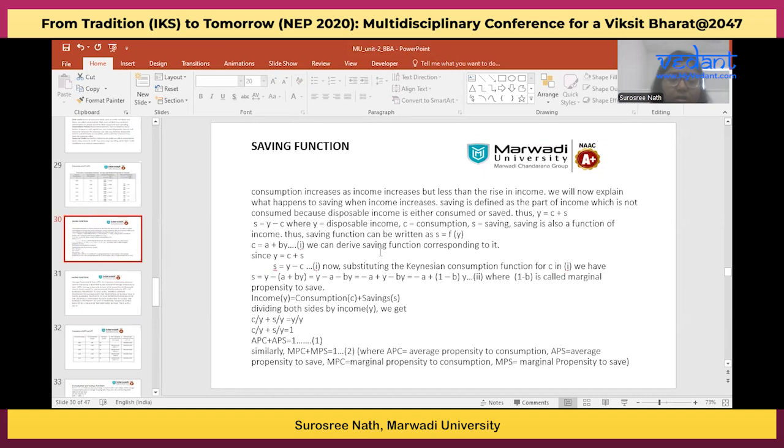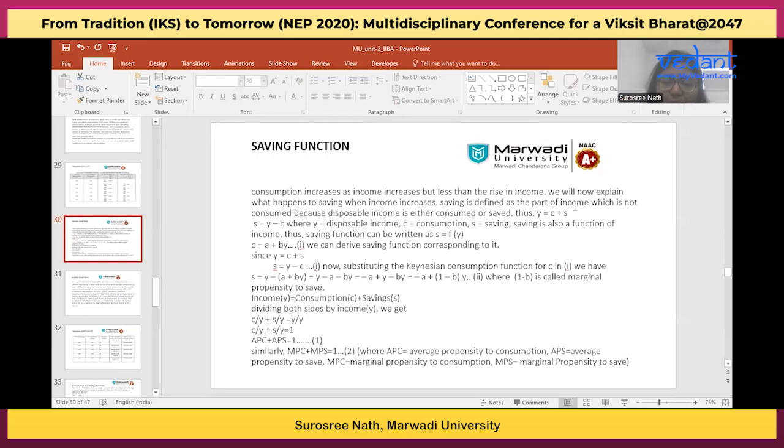The savings function equals income minus consumption, and the consumption equation is C = a + bY. If I put in the value of a + bY, then I get S = Y - a - bY, which equals -a + (1 - b)Y. So after calculating the savings function, we get that savings equals income minus consumption, so income Y equals C + S.